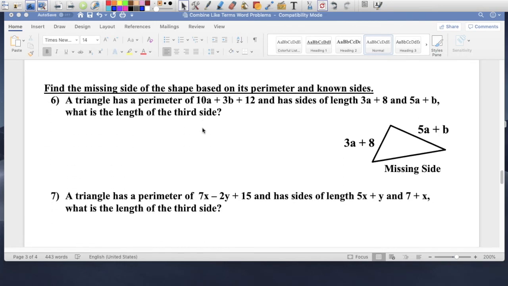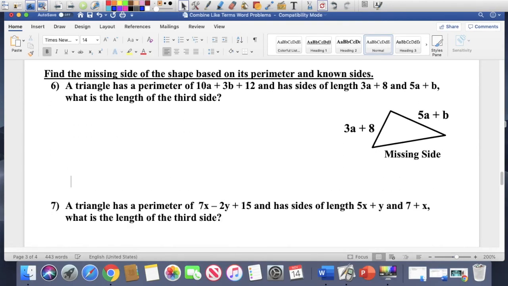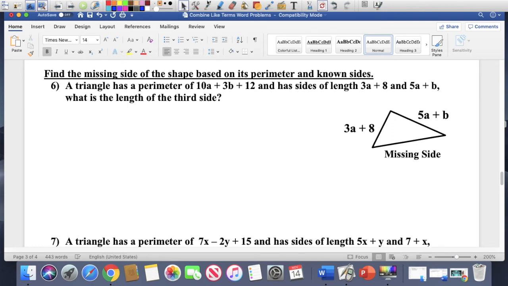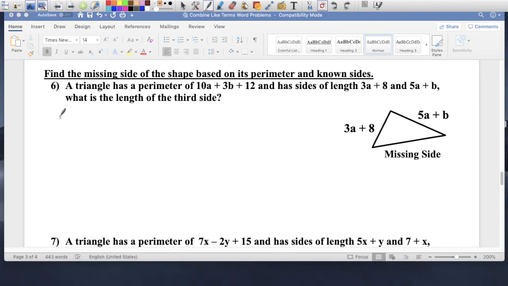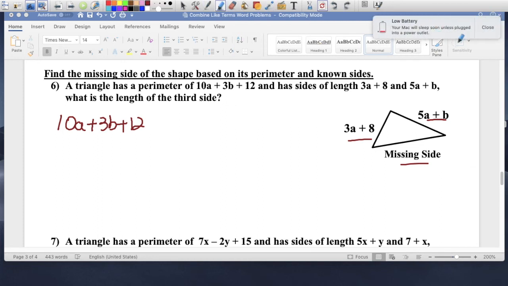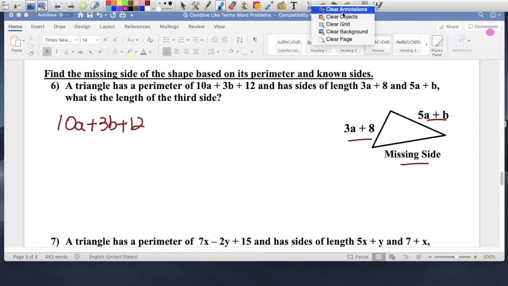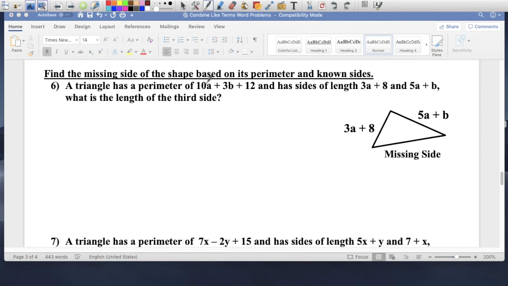Ugh, 4 more problems, okay? This one is a missing side. If I add all these 3 sides, my total is 10a plus 3b plus 12. So this side plus this side plus this side, I know the total. But already I know 2 of them, so think about this. Oops, I'm charging my computer. If I told you, so let me erase this whole thing. Let me tell you that the perimeter is 20.